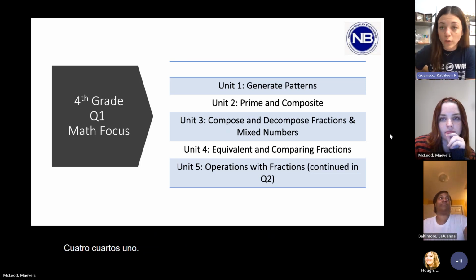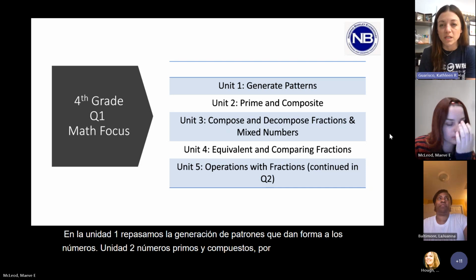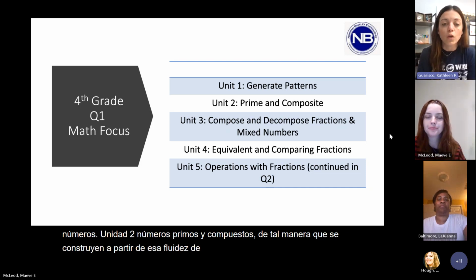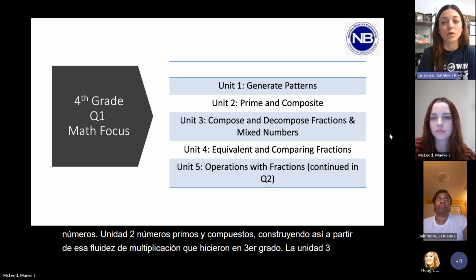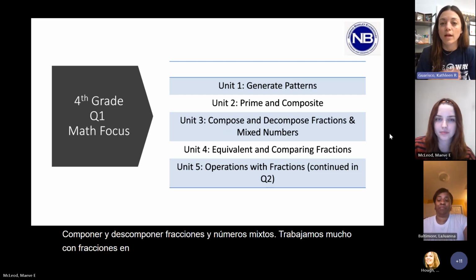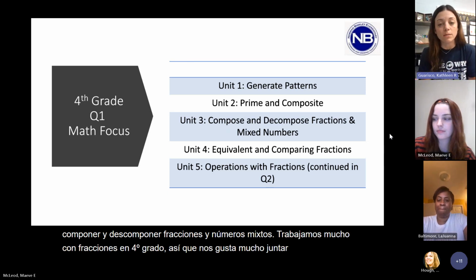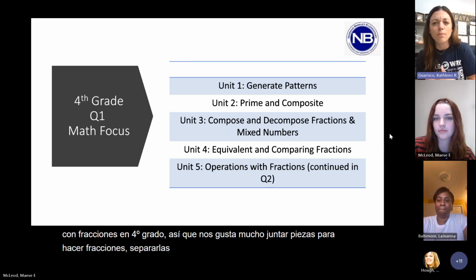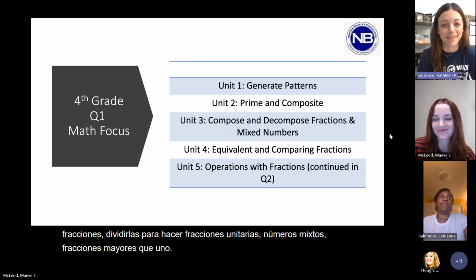Unit 1, we went over generating patterns, with shapes and numbers. Unit 2, prime and composite numbers, building off of that multiplication fluency that they did in 3rd grade. Unit 3, compose and decompose fractions and mixed numbers. We do a lot of work with fractions in the 4th grade, putting together pieces to make fractions, breaking them apart to make unit fractions, mixed numbers, fractions greater than 1, all fractions everywhere.